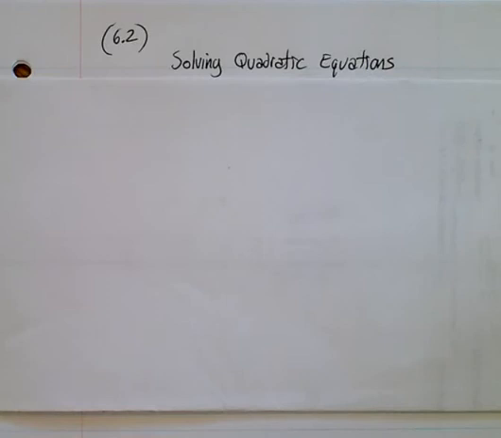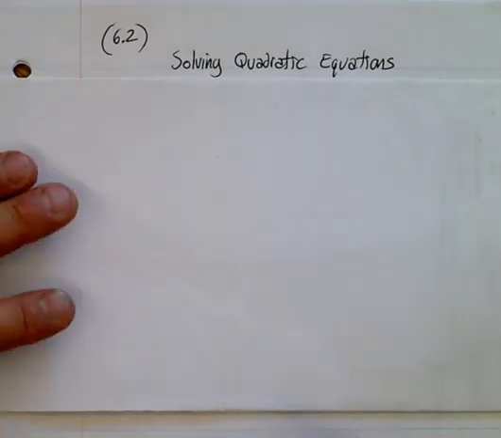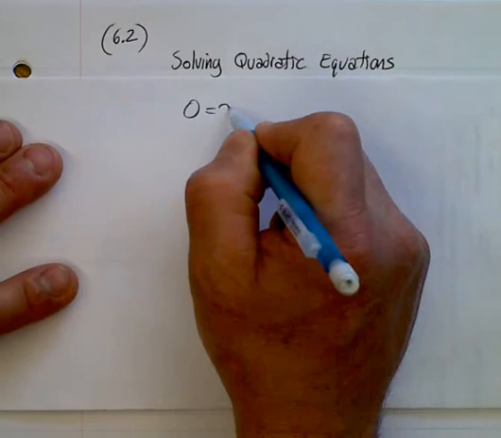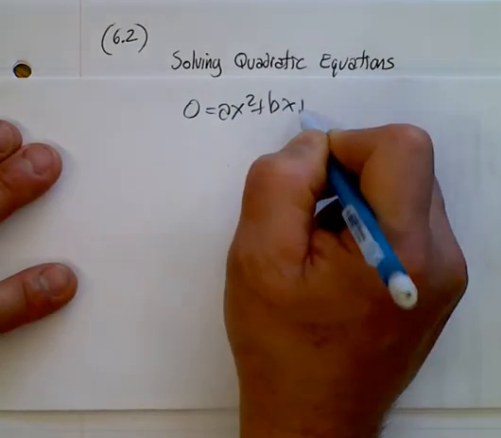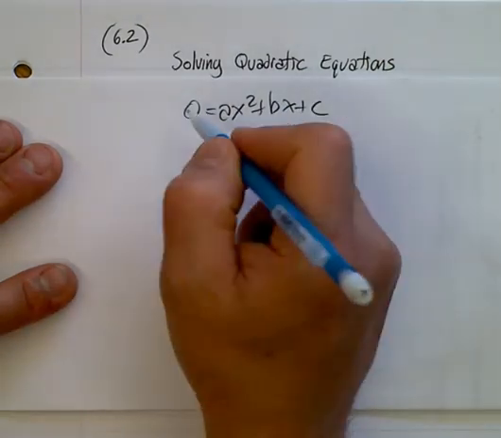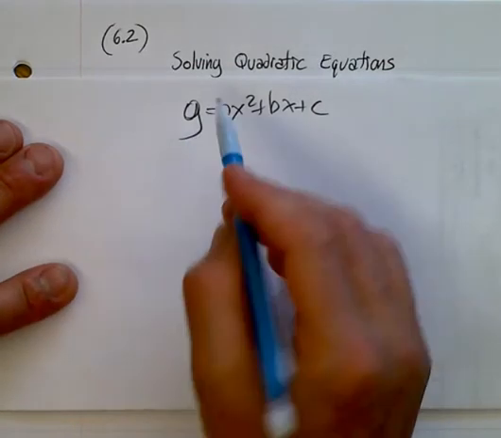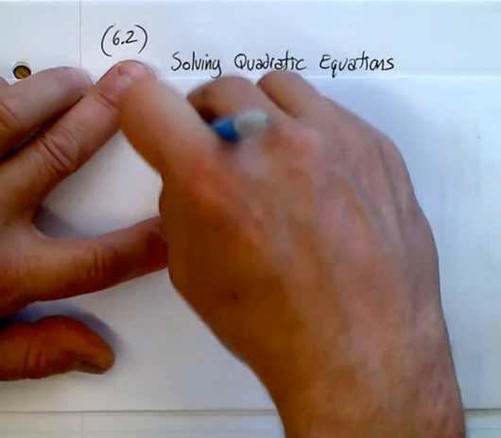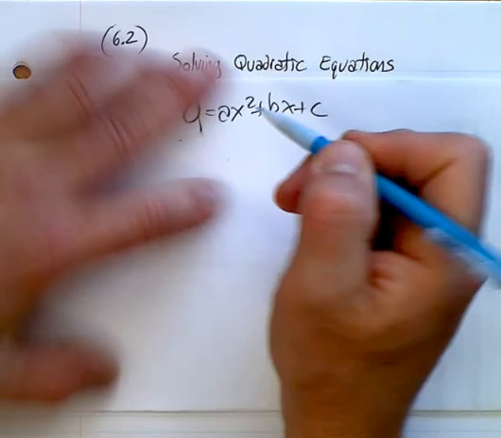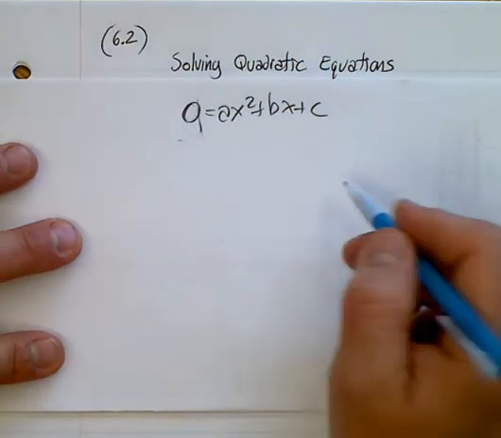Okay, here we go, section 6.2. We're just looking at solving quadratic equations again, okay? So we're talking about quadratic equations being this, right? ax squared plus bx plus c. We looked at it being y before. That's a quadratic function. So when it's equal to 0, we got a quadratic equation, right? And so when y is 0, what we're looking for are the x-intercepts, right?